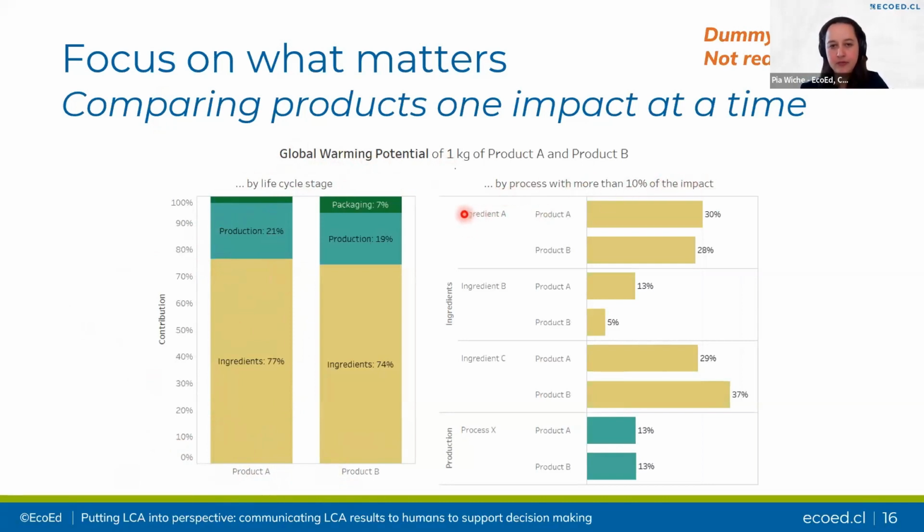And you can compare for ingredient A in product A, you have 30% contribution. Ingredient A for product B provides 28% of this carbon footprint. Now, ingredient C gives you 29 and 37% of the impact for each of the products. So you sort of do a deeper dive, not a completely deep dive, but a deeper dive, also focusing on the hotspots or the ingredients.